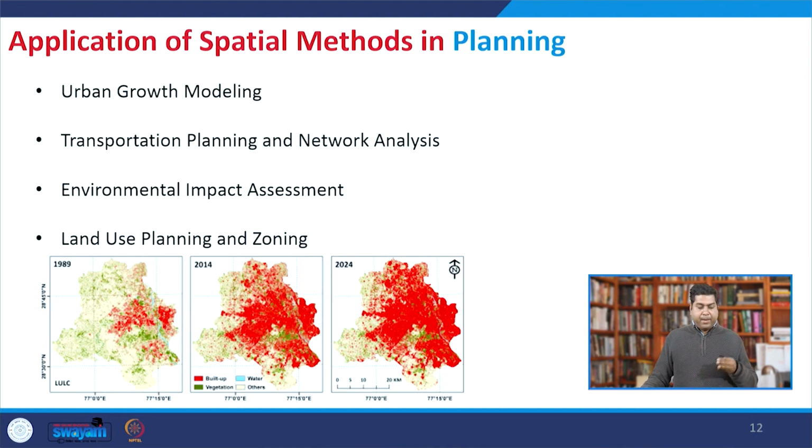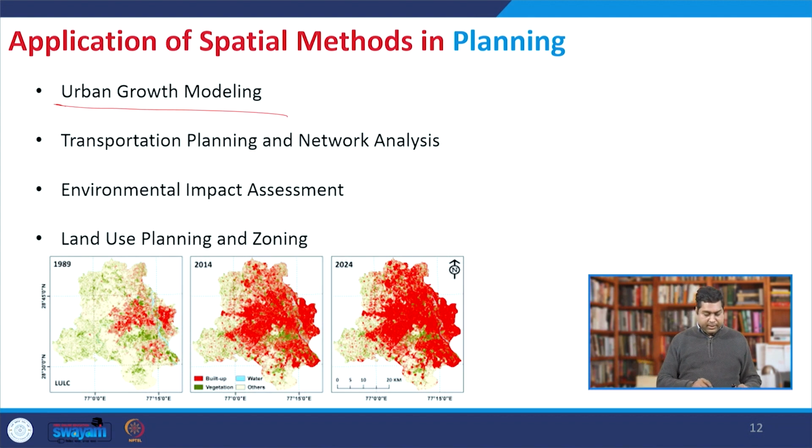Now coming to the application of spatial methods in planning, definitely it can be used for urban growth modeling. What the city was 50 years ago and how it has expanded in the last 50 years. It can also say in which direction it is expanding, whether radially or whether a particular location is getting populated while another location has the same profile that was there 30 or 50 years ago. So like that, the direction of the growth and also the overall growth we can measure.